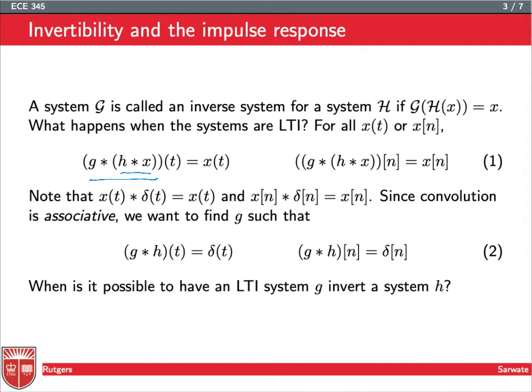One thing to note is that if I convolve x with the delta function in continuous time or in discrete time, I get back just x again. Since convolution is associative, I can do G star H first, and then I have something called G star H, which when applied to x should give me back x. Equivalently, G star H of t should equal delta of t, or G star H of n should equal delta of n. So really, the question is, can I find a system G, or an impulse response G, that when I convolve it with H, I get back the delta function, either in continuous time or discrete time?